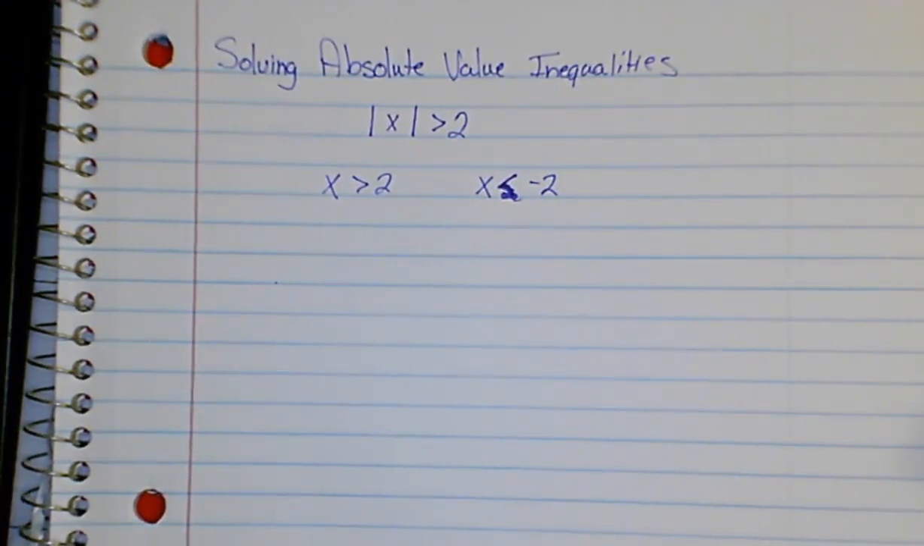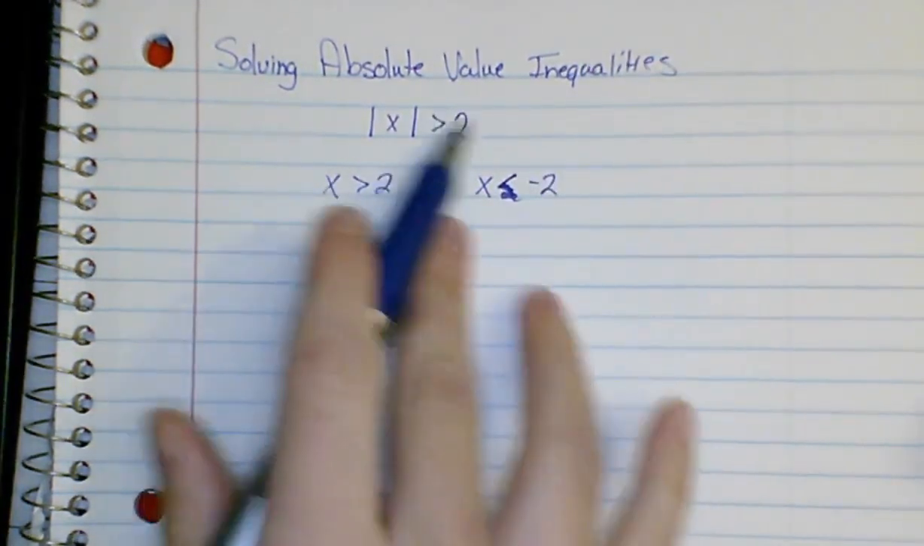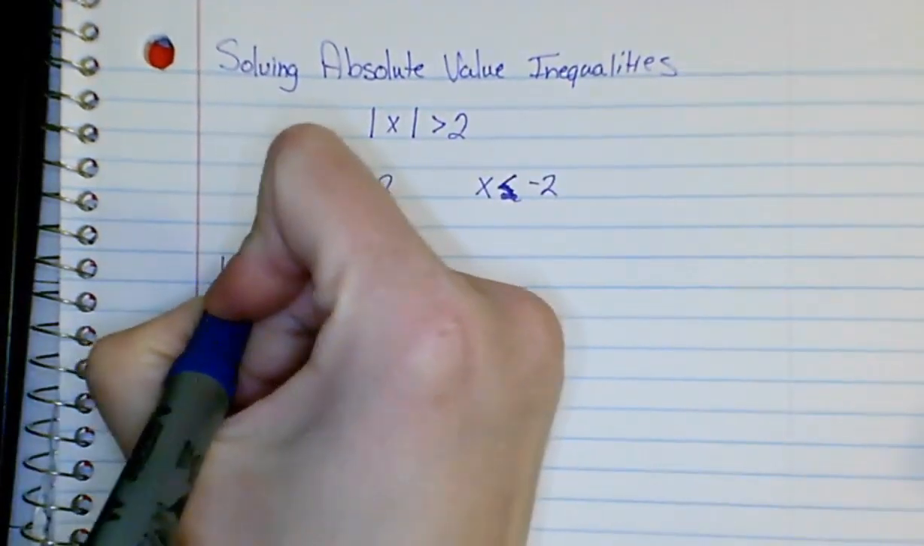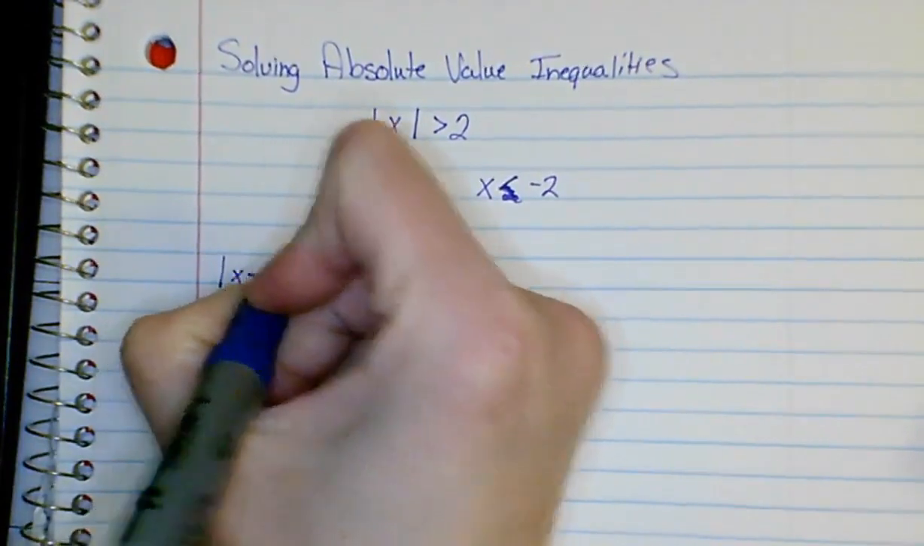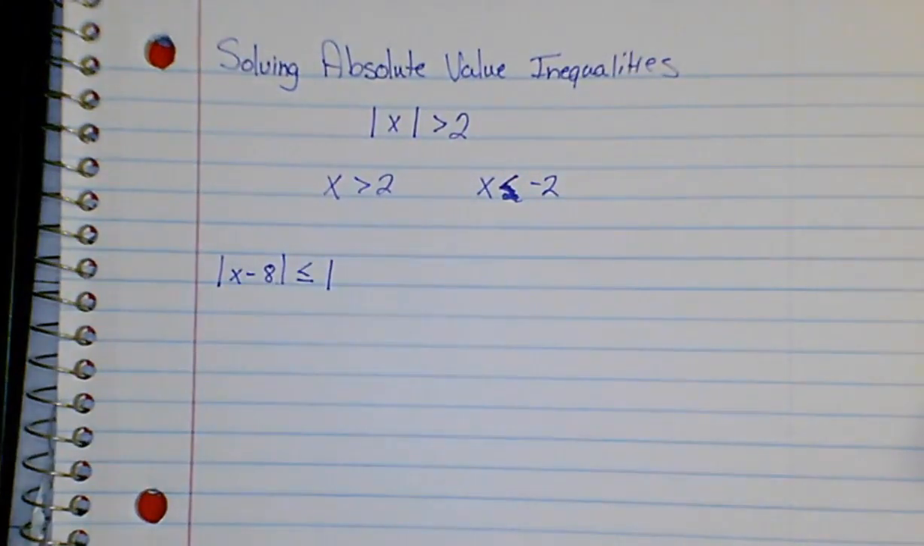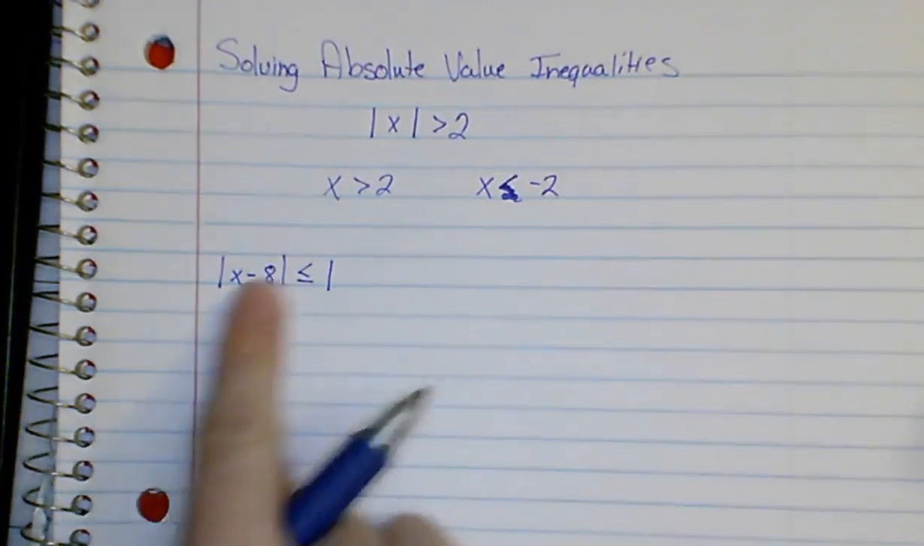So with inequalities, absolute value of inequalities is similar to equations, but when you negate your right side, then you have to flip your sign. So absolute value of x minus 8 is less than or equal to 1. And on this one, I am not going to graph or do the interval notation. You can see that on the solving inequalities video. So let's begin.